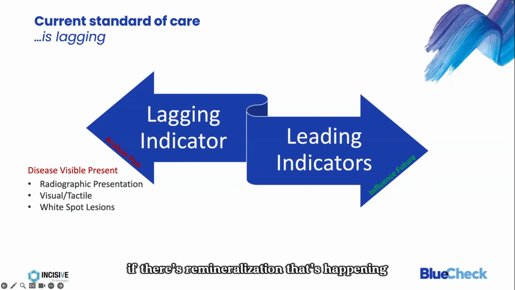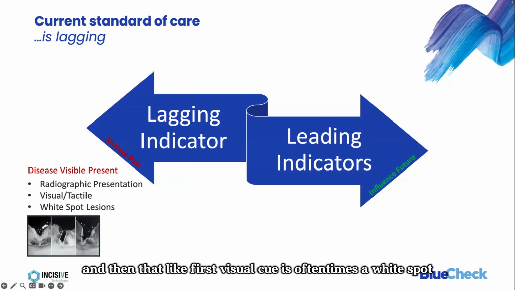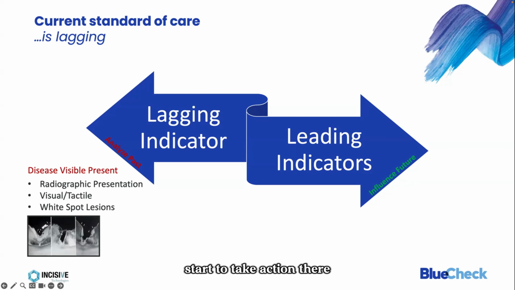If there's remineralization happening, there's a picture there, you can see that there can be remineralization happening. And if we go through with an explorer, we can actually disrupt that and spread the cariogenic bacteria. And then that first visual cue is oftentimes a white spot. And that's usually what triggers us to start to take action there.